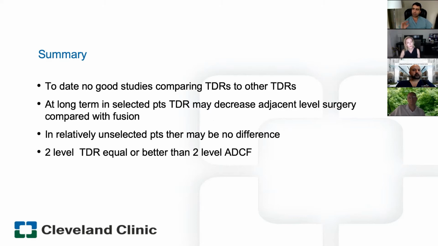There is a predominant amount of data, not necessarily definitive, but there is a signal showing that in select patients, a TDR may truly reduce the risk of adjacent level surgery. It's not a guaranteed thing though. In many ways, it's kind of a flip of a coin whether or not this is actually going to happen. But there is data to show that there may truly be a decreased incidence of adjacent segment disease for patients who undergo arthroplasty compared to ACDF. And in those who are unselected, meaning they are not the perfect patient, there may be no difference.